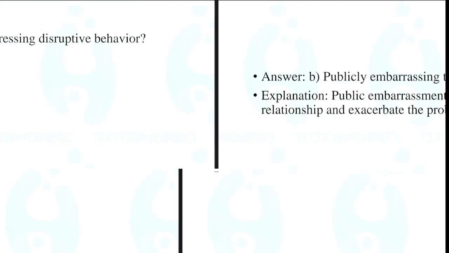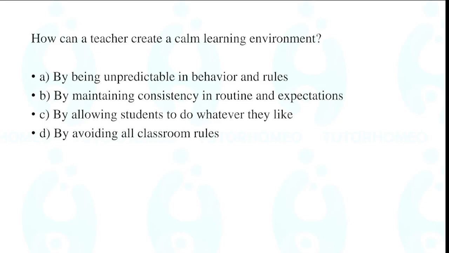Okay. The next question is, how can a teacher create a calm learning environment? The options are: by being unpredictable in behavior and rules, no; by maintaining consistency in routine and expectations; by allowing students to do whatever they like; by avoiding all classroom rules. So definitely A, C and D, they are a little towards the negative side, right?